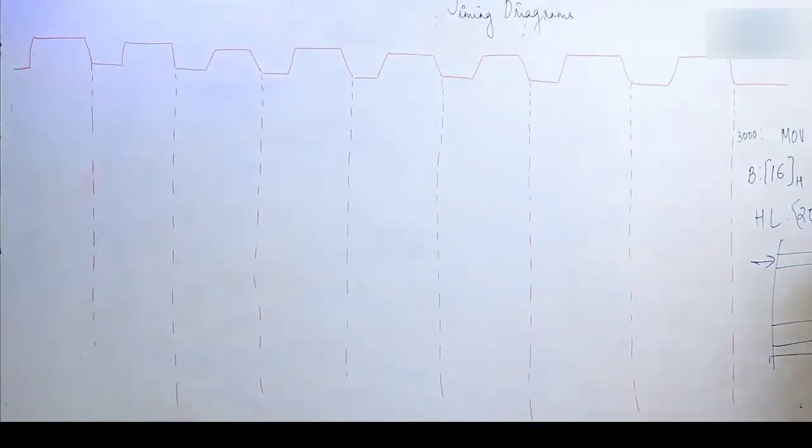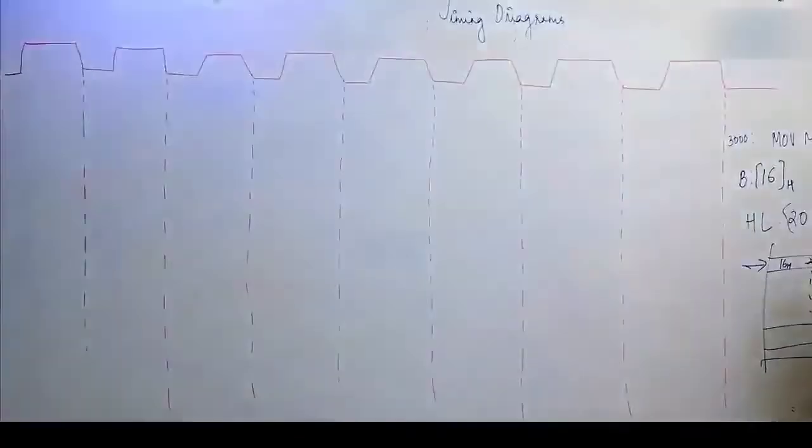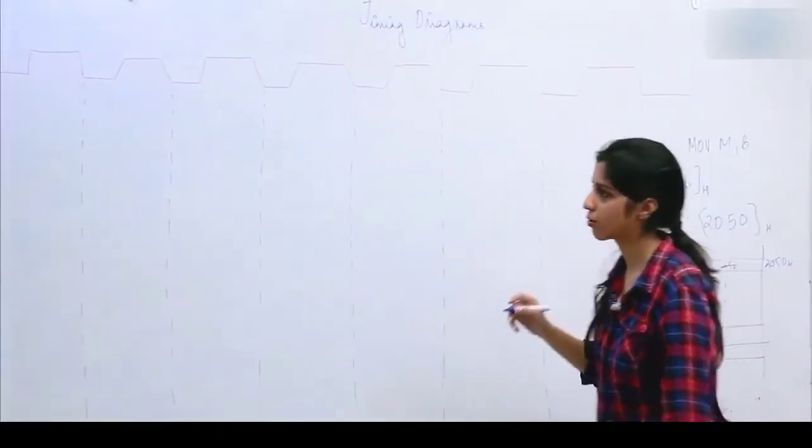Initially, suppose it was having some value 25. This value is going to be overwritten with contents of B, that is it is going to be overwritten with 16. Okay, now let us look how this is going to work.